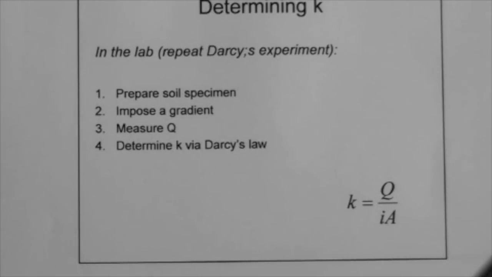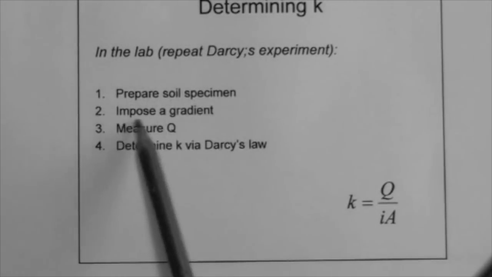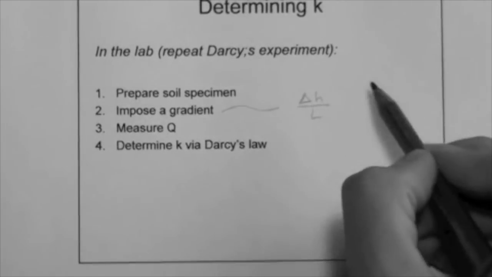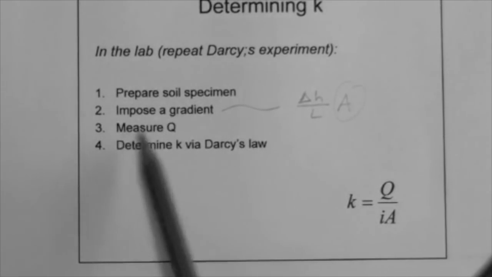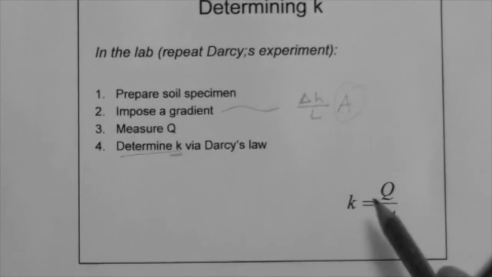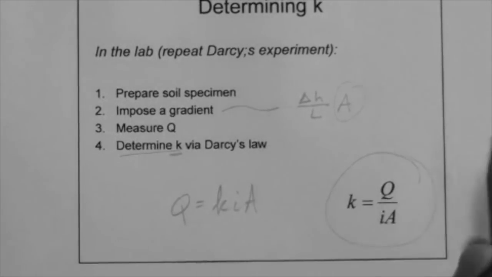How do we determine the hydraulic conductivity of a soil? Well, the specific soil that we want to test is taken to the lab. We prepare the specimen and we impose a gradient. What's a gradient? Delta H over L. We know A, so we impose that too. We measure the flow rate and then determine K with Darcy's law. Q is equal to KIA, so K is equal to Q over IA. It's the same.